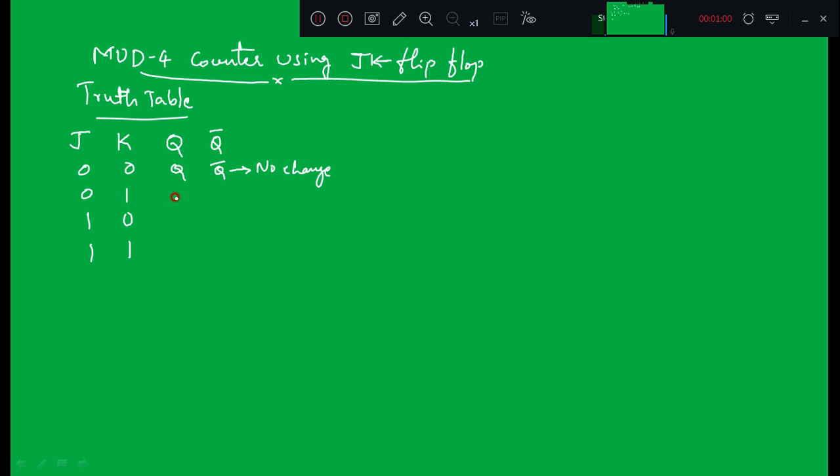Next, when K is high, Q is 0, Q bar is 1. When J is 1, Q is 1, Q bar is 0. When both J and K are high, the flip-flop is going to toggle, right? If the previous state is 1 0, next state will be 0 1, or if previous state is 0 1, then next state will be equal to 1 0, right? So from this we are going to generate the application table.